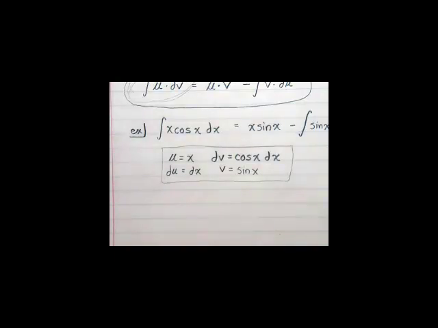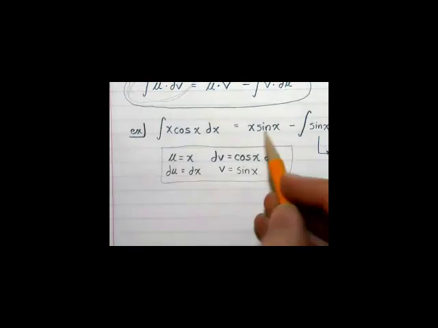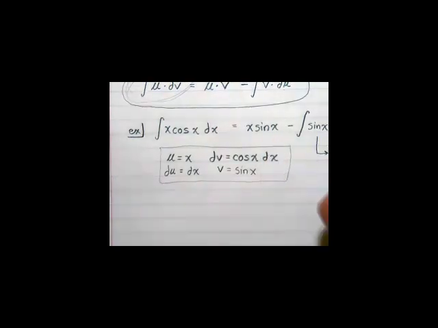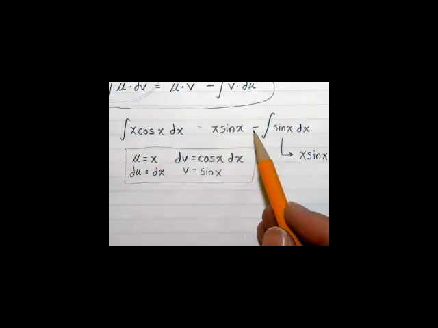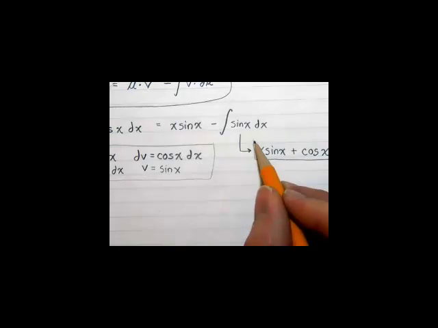What is the antiderivative of sine x? Negative cosine. Okay. Sine x, though, that's still there. Because this was a minus. So minus negative cosine through integration.